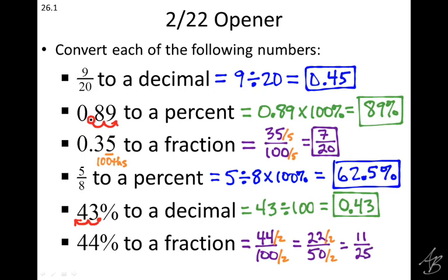All right, they're both odd, so can I reduce that again? No. Can't reduce by 2, can't reduce by 5. That's all we need to check. So we're done.